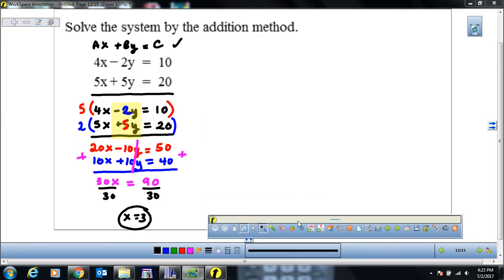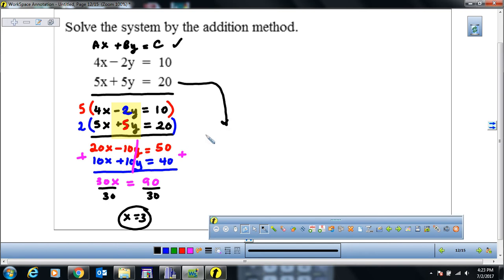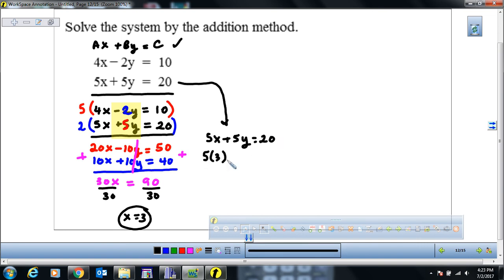So, to find the y value for this solution, I need to replace the x with the 3 in one of the two original equations. So I'm going to substitute it into the second one. So it's 5x plus 5y equals 20. But we already know that x is equal to 3, so we're going to replace the x with the 3 right here. So 5 times 3 is going to be a 15 plus 5y equals 20.